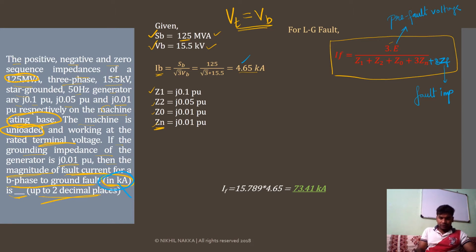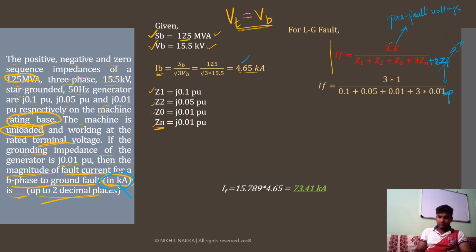So ZF is the fault impedance. Here there is no fault impedance. In this particular question, he did not say anything about fault impedance. Therefore, ZF equal to 0. And then we will substitute the values. By substituting the values, this is what you get.